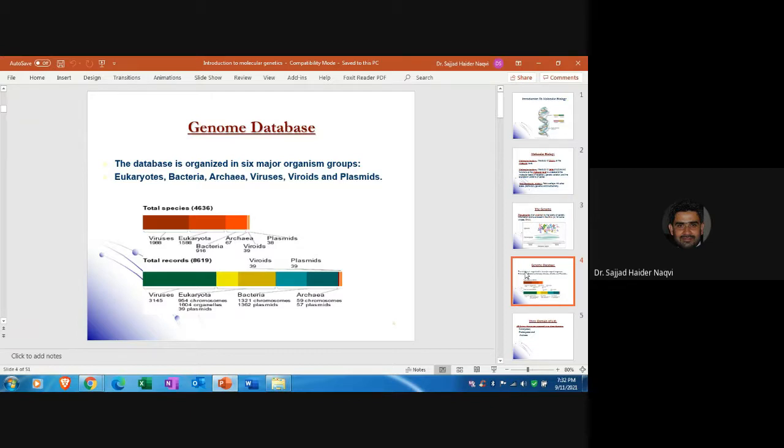The database is organized in six major organism groups. That includes eukaryotes, including human, bacteria, archaea, viruses, and then below or smaller than viruses are the viroids and plasmids. You can see in the picture a rough distribution of the different groups and the size of their genome database. And obviously, with the inclusion of more and more organisms, this genome database is increasing. As I said, it's not the recent stats, but it's just here to give you an idea of how the genome database is organized.